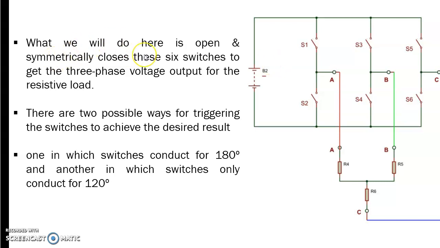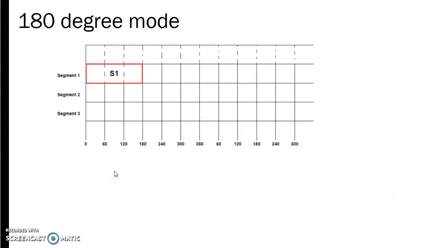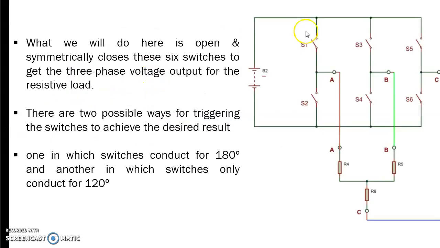So what we will do here is open and close these 6 switches symmetrically to get the 3-phase voltage output for the resistive load. There are 2 possible ways of triggering the switches to achieve the desired output, that is the 180 degree or 120 degree conduction mode. So let's see 180 degree conduction mode. Suppose these are three legs: first leg S1 S2, second leg switches are S3 and S4, third leg switches are S5 and S6.